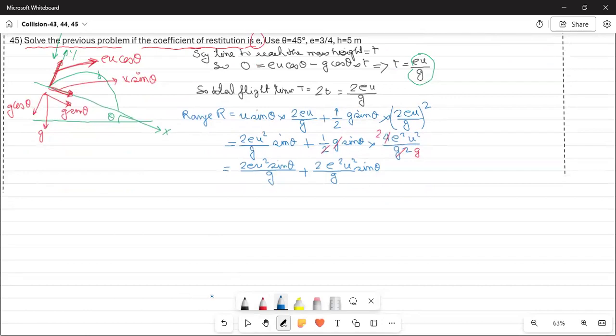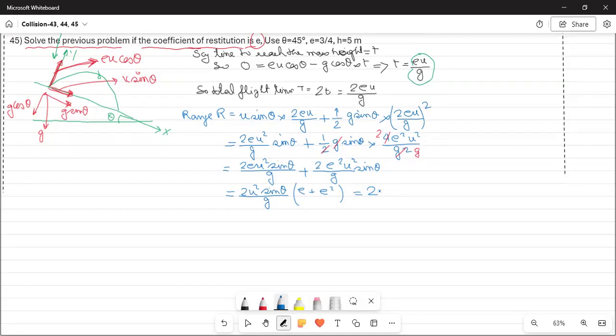I just have to simplify this. This looks like a common factor, 2 u squared, so we take 2 u squared sin theta by g outside the bracket. We have e plus e squared. Now, what is u? We know from the beginning u is under root 2gh.